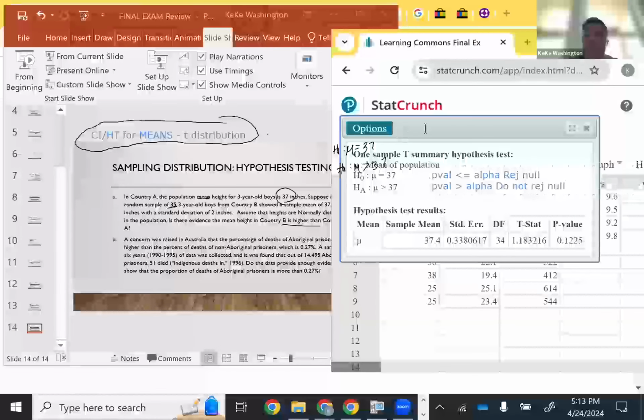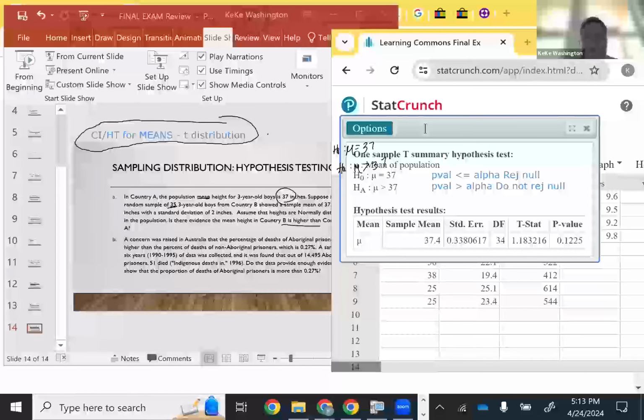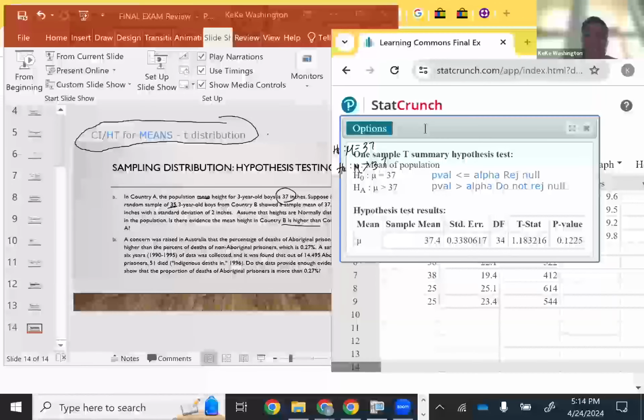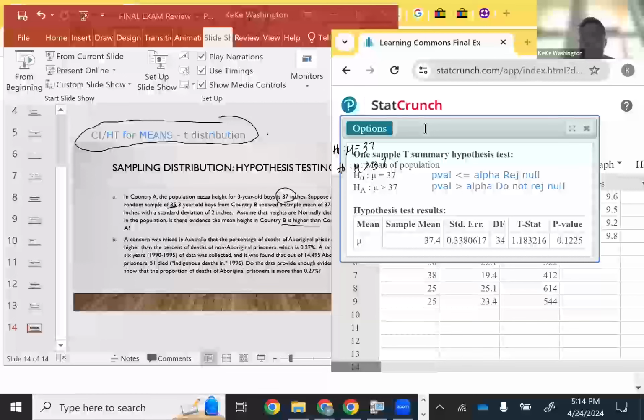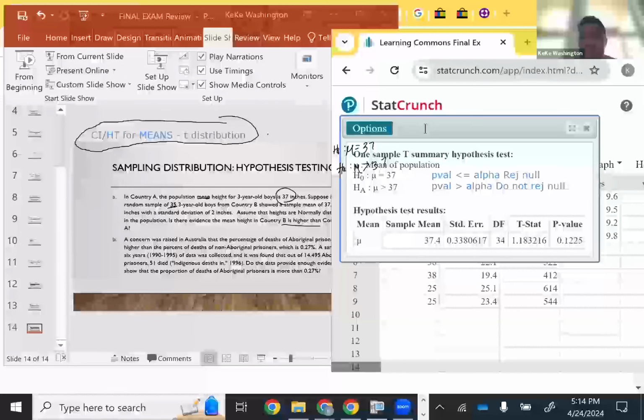Okay, so then the question is, what is our alpha? Alpha is the level of significance. And if it's not stated, then we use 5%. This p-value is greater than 5%. That means I am not rejecting the null hypothesis.